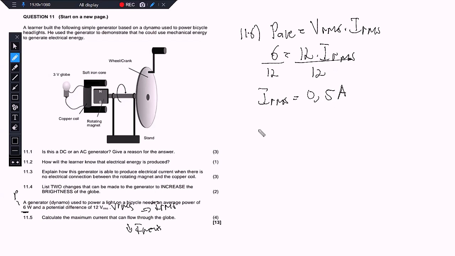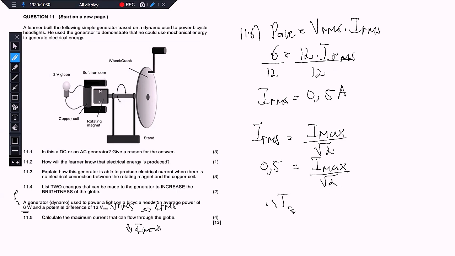Now to calculate the I_max, we write the formula I_RMS is equal to I_max over root 2. Then simply substitute I_RMS 0.5 and then I_max over root 2. At this point, we know that we just have to cross multiply here and then find our value for I_max, which is 0.707 amperes, which if you round off to 2 decimal places, as per the instruction of the exam, that's 0.71 amperes, right? And then that's how you would go about solving this question. So it was all for about 13 marks, not a very hard question.